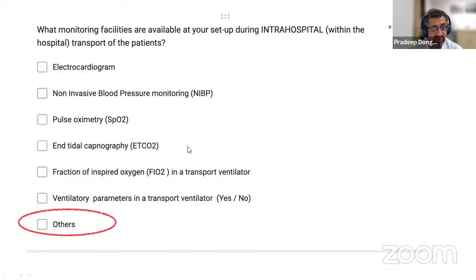So this is a semi-closed question here: electrocardiogram, non-invasive blood pressure, pulse oximetry, etcetera. There is one section called others here. The respondent can enter whatever he wants in this others, if he chooses others. So it's a little bit difficult to analyze. Most of them would probably choose among the 6 options, and there would be a few who choose others. So you need to collect this data at a later date, once you've completed your survey, and then you need to analyze them.